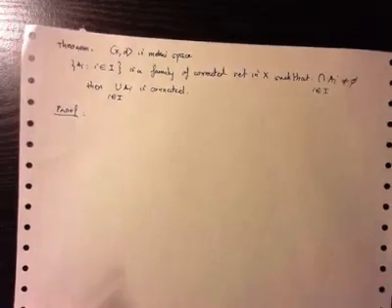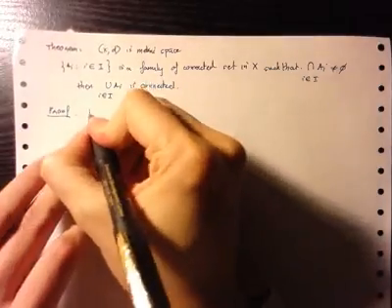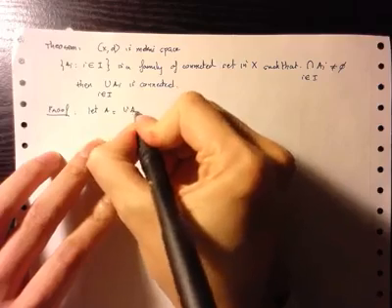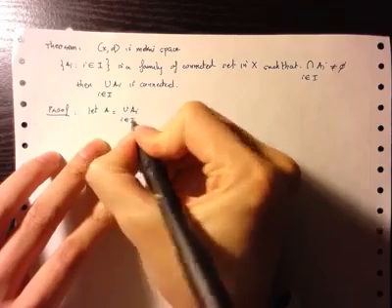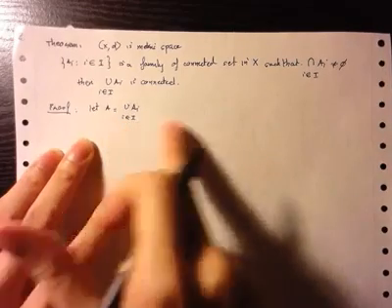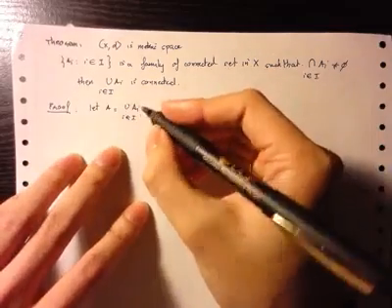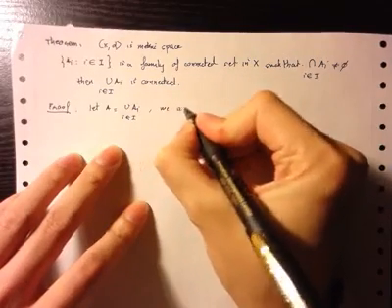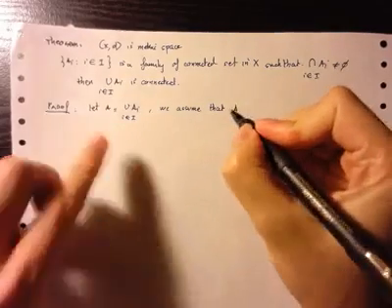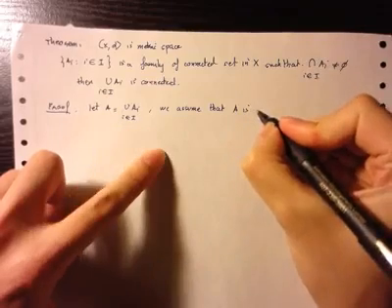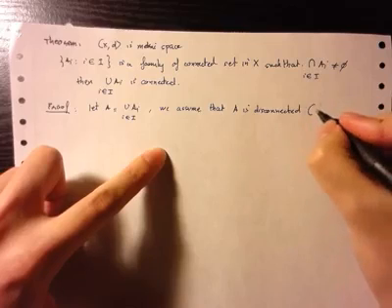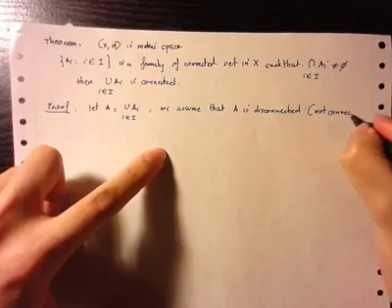So before we do that, let's name it. Let A equal the union of A sub i. By doing this, you make your life easier, because you have to deal with A only instead of the union of A sub i. Okay, and we assume that A is disconnected, or non-connected, or not connected. It has the same meaning.